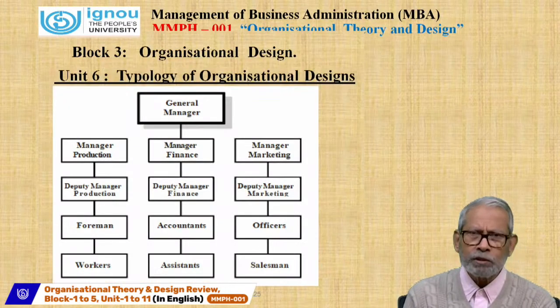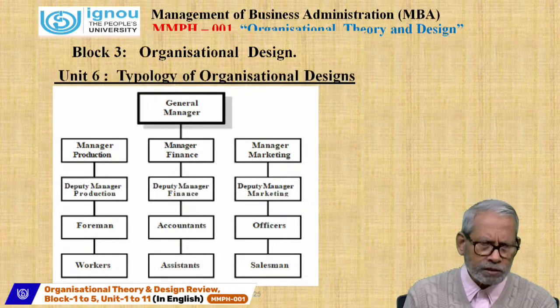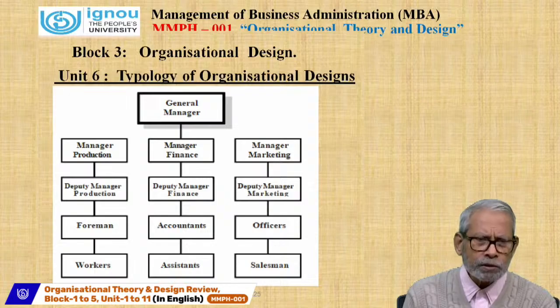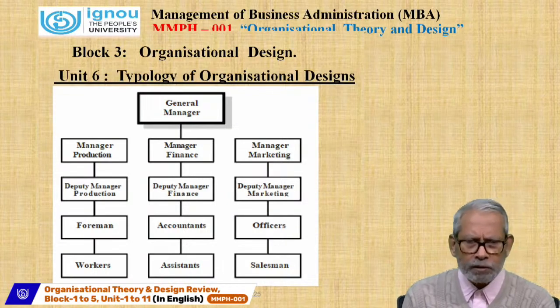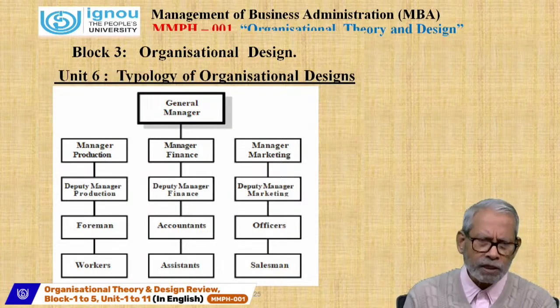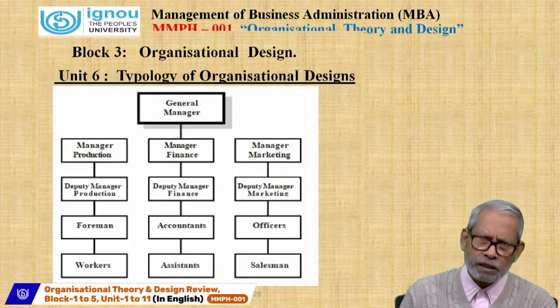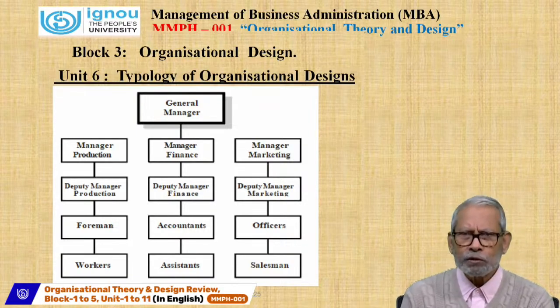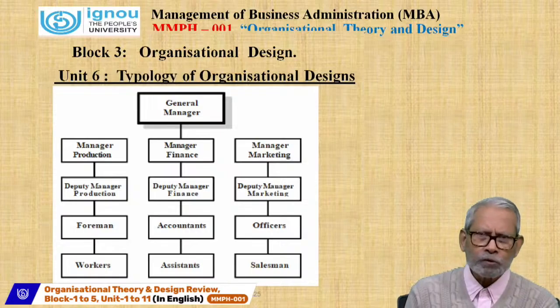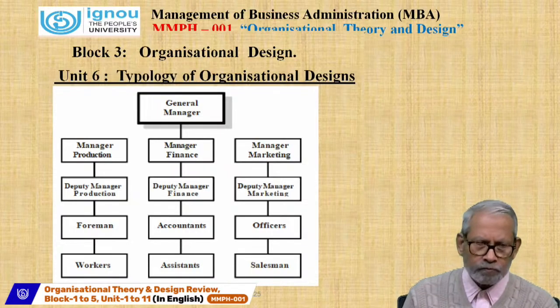So some of the topological organizational structures are given. There is a general manager. This is the line management type of system, where the instruction comes straight from the top to the bottom, and they have to be responsible for this.